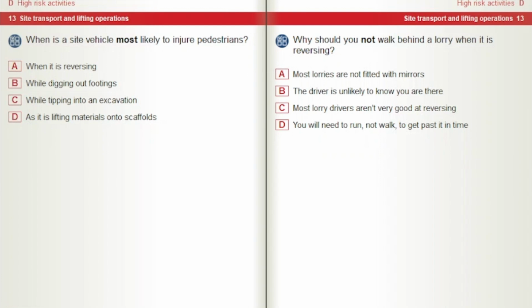Why should you not walk behind a lorry when it is reversing? Most lorries are not fitted with mirrors. The driver is unlikely to know you are there. Most lorry drivers aren't very good at reversing. You will need to run, not walk, to get past it in time.